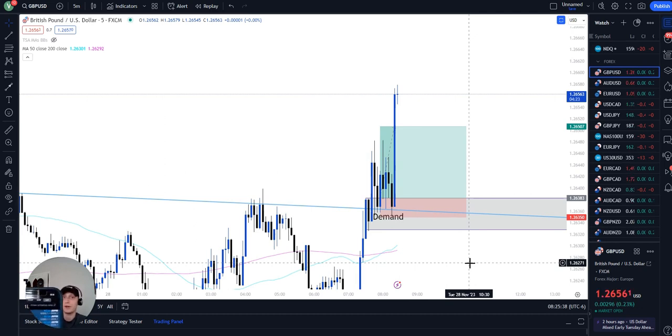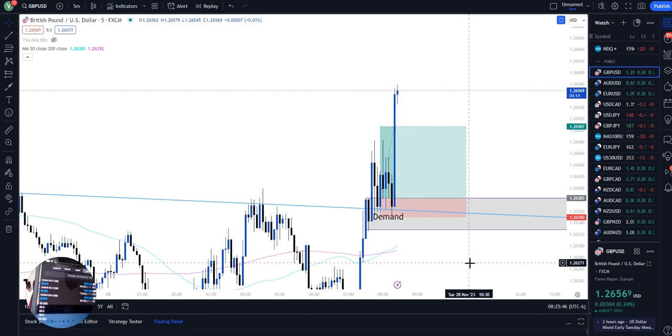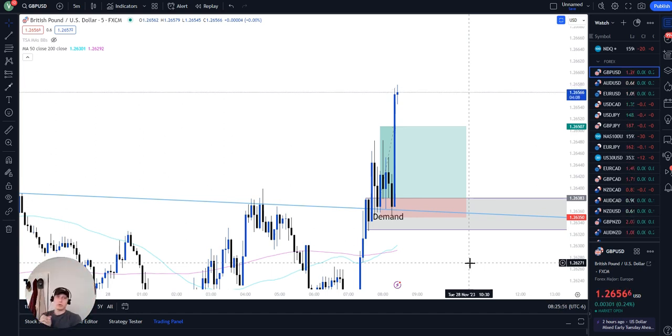I'll show you guys right there. Hopefully you guys can see 1% trade for the day. Hopefully you guys can see that, but beautiful trade.